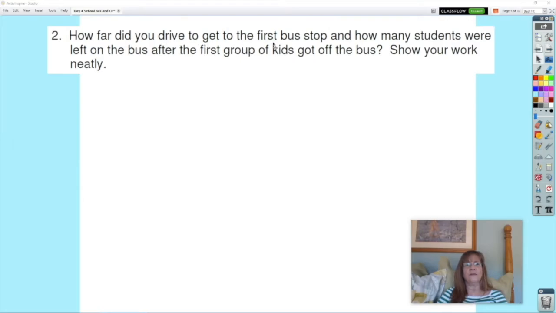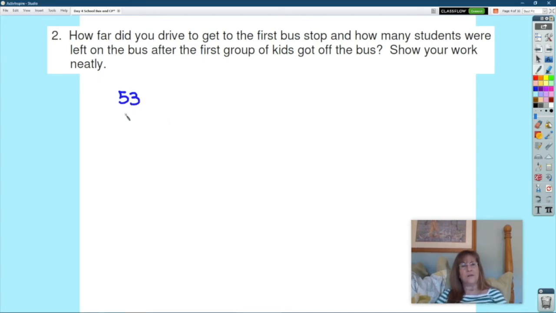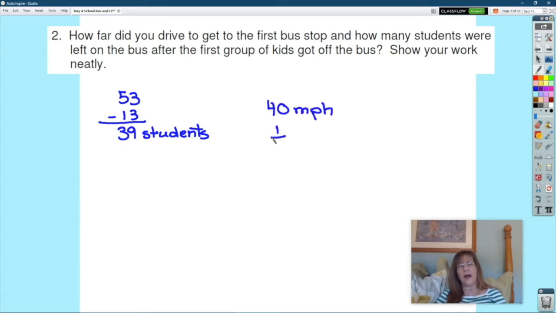How far did you drive to get to the first bus stop? And how many students were left on the bus after the first group of kids got off? We've already done this, and we did show our work, but let's do that again. So we had 53 students and 13 got off, which left us a total of 39 students. We discovered that at 40 miles per hour, we were going to travel for 1/4 an hour, which meant we went a total of 10 miles. Now, if you're confused how I got that, 40 miles per hour for 1/4 an hour, you multiply and you get 40 times 1/4, and that equals 10.